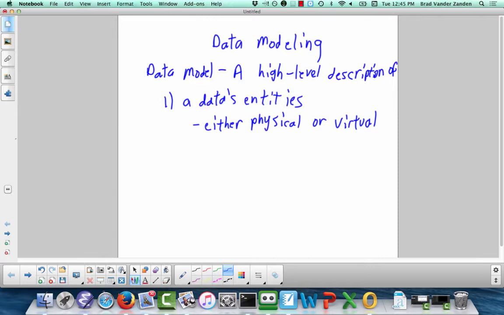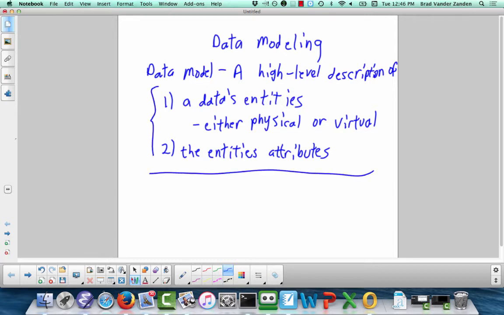And the next thing that you typically do is you identify the entity's attributes. Okay, so for a staff member, that might be their first and last name, their position, their salary, perhaps their gender, perhaps their date of birth. So the various attributes that are associated with the entity. So that's kind of your first step right there. I'll call this step one.